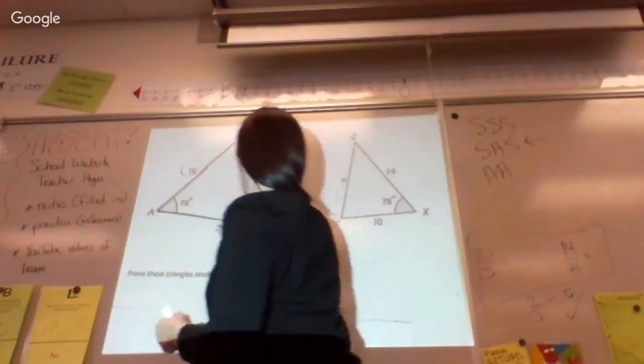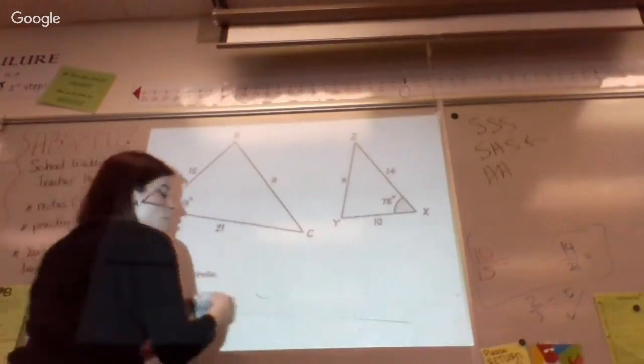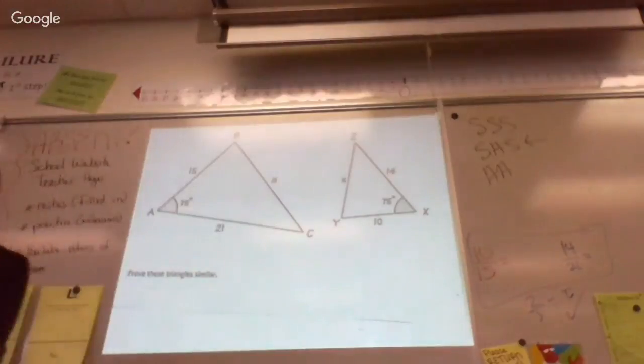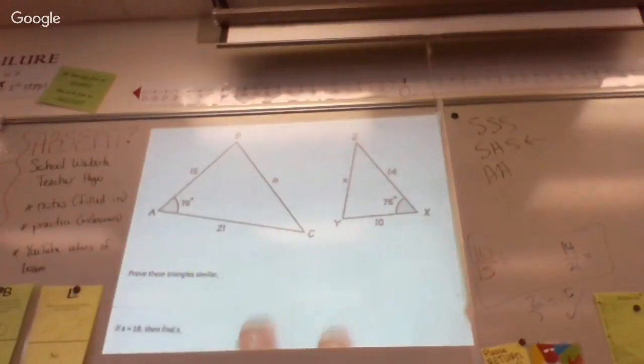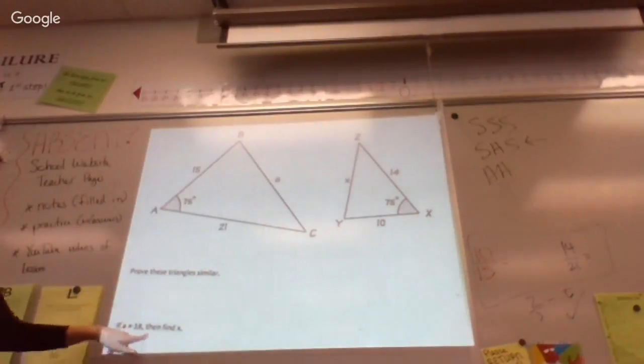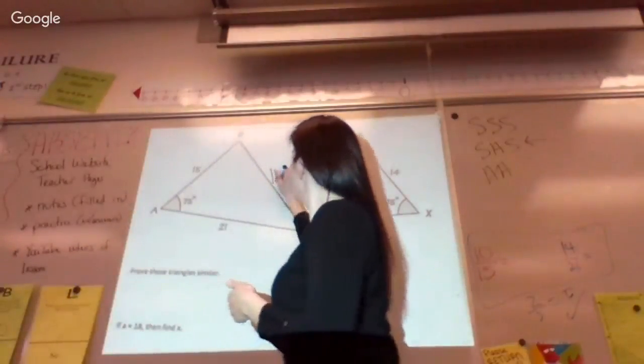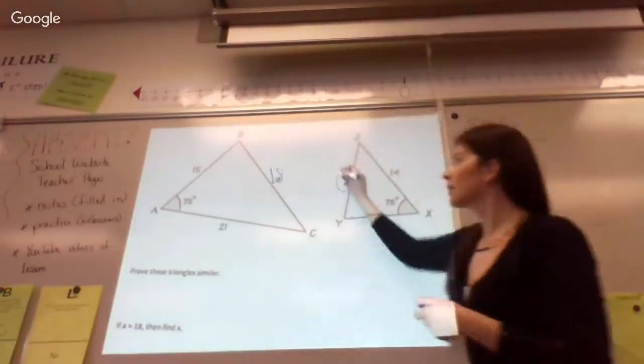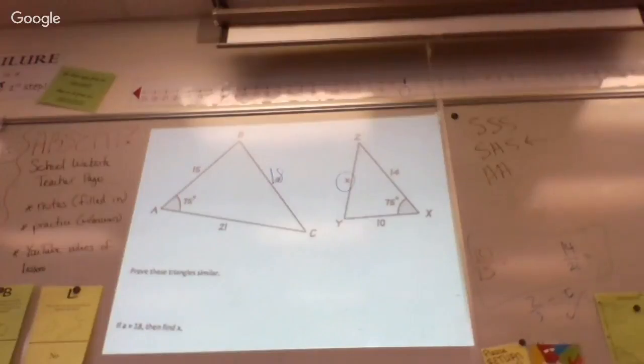Now, once we have proven that, let's take it to the next level. We know they are similar. I'm going to have you finding the other sides. So I'm going to tell you that A is 18. That's this one right here. I want you to find X. So if that side is 18, solve for X. Once you have your answer, put it on your board and show me.